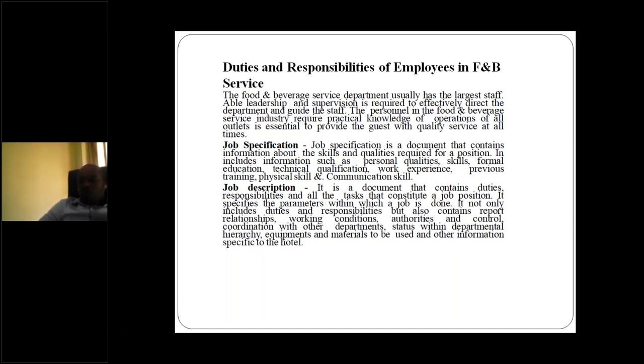There is also content: who are you going to report to? What is the working relationship in the organization? What are the things acceptable? What are the things not acceptable? What are the working conditions? These are all the things included in the job description in an organization. Also the hierarchical status, the equipment and materials, and all the information on the specific culture.